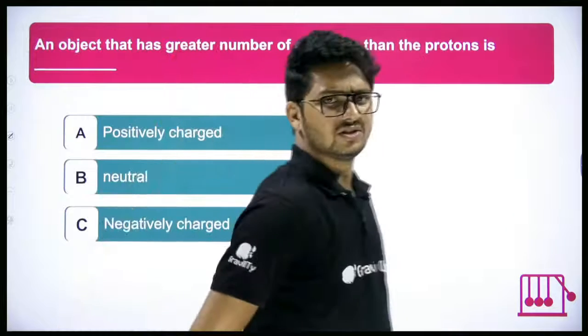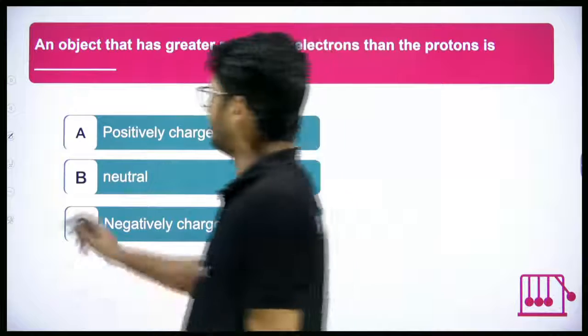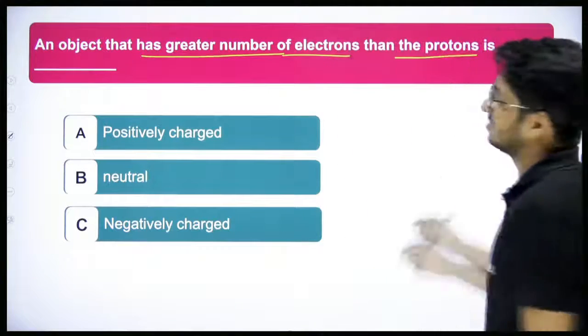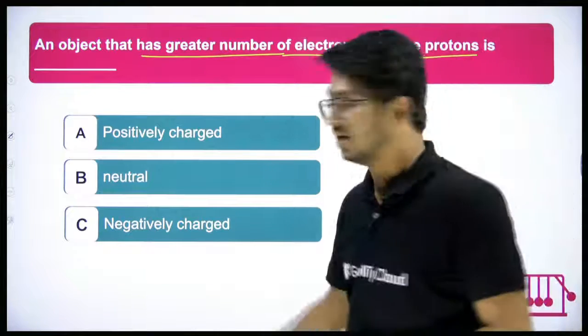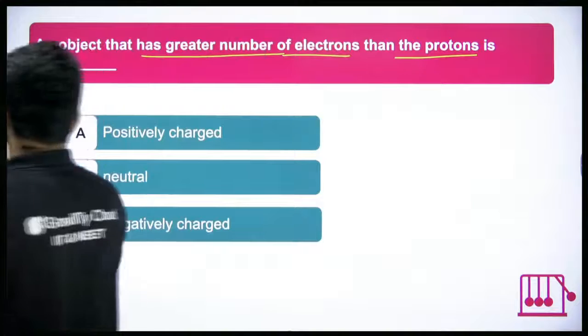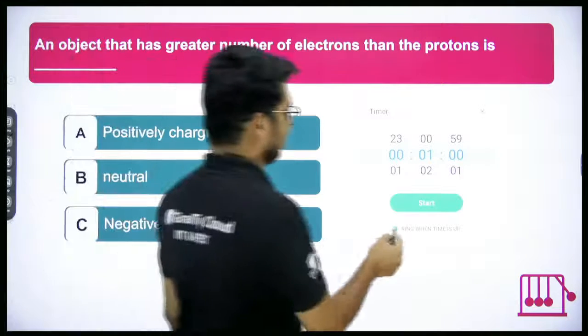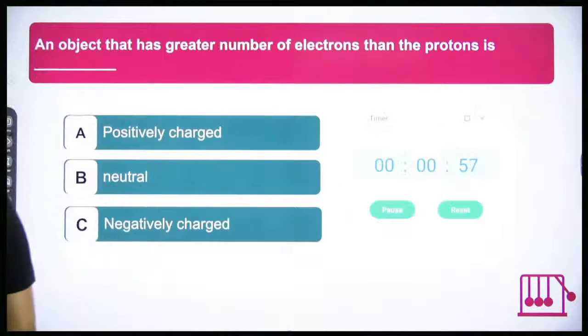Let's go into the practice questions. We'll start from this. The question is very simple. An object that has a greater number of electrons than protons is what: positively charged, neutral, or negatively charged? I'll give you 1 minute of time. So please solve it, everyone.